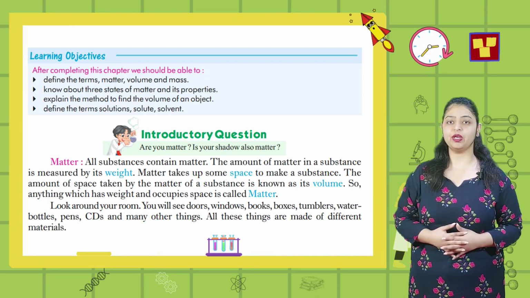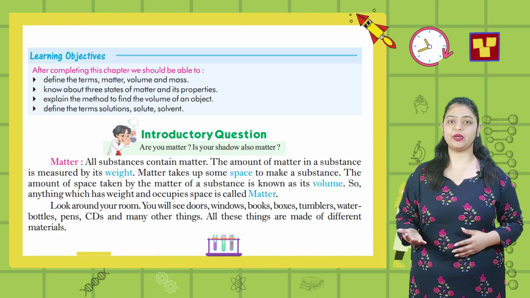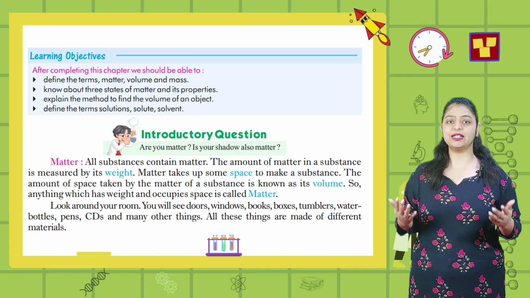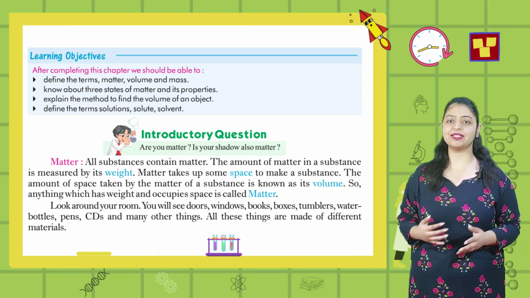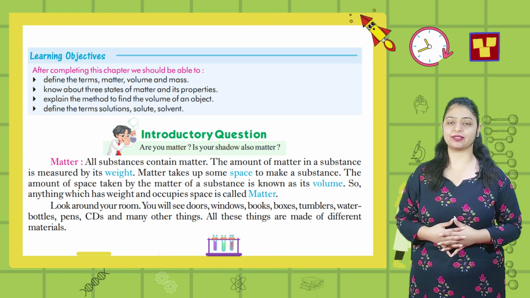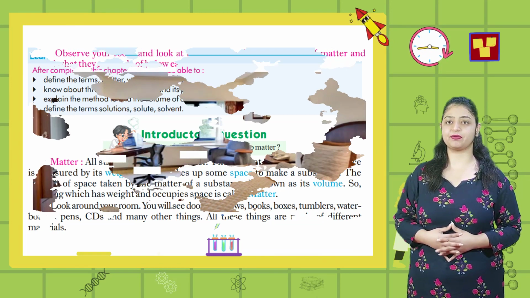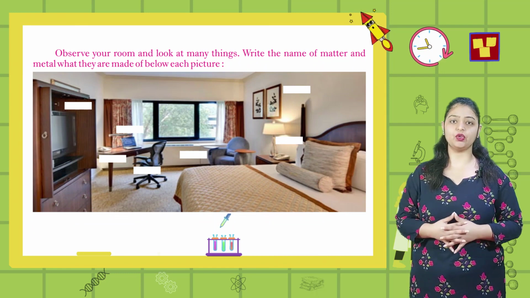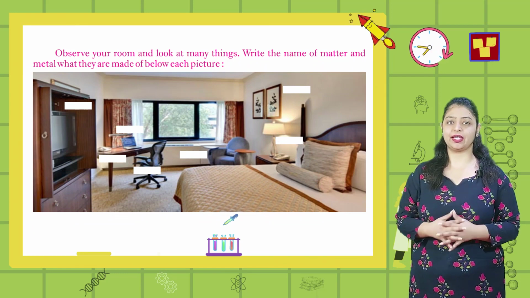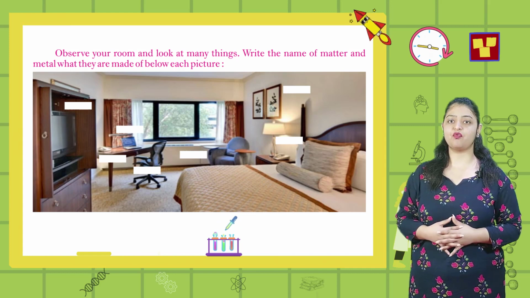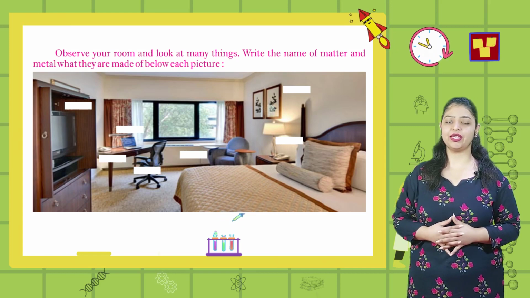Look around your room. You will see doors, windows, books, boxes, tumblers, water bottles, pens, CDs and many other things. All these things are made of different materials. Observe your room and look at many things. Write the name of the matter and metal, what they are made of below each picture.